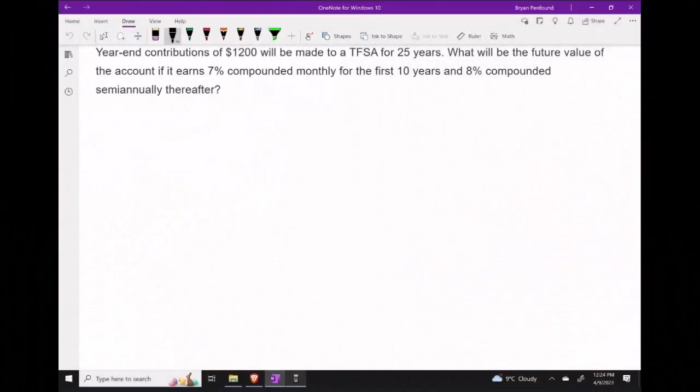Suppose that year-end contributions of $1,200 are going to be made to a tax-free savings account for 25 years. Let's try to figure out the future value of the account if it earns 7% compounded monthly for 10 years and then 8% compounded semi-annually for the remaining 15 years.